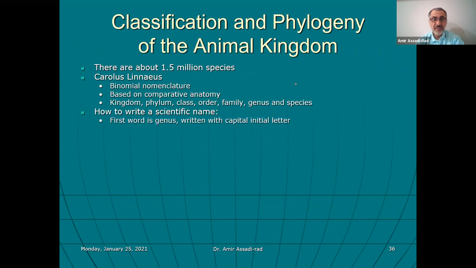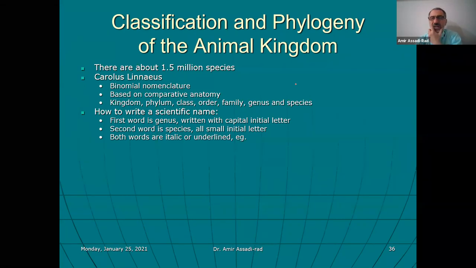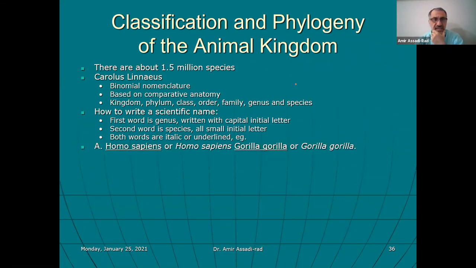How to write a scientific name. The first word is written with a capital initial letter. The second word is the species, and it is all in lowercase. And both words are italicized or underlined. So when you write in handwriting, you must underline it, okay? But when you type, you can either underline it or italicize it. Most people italicize it.